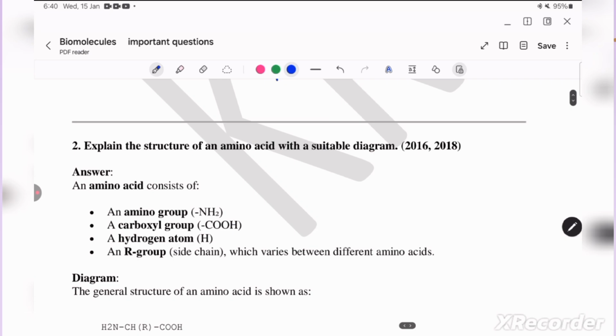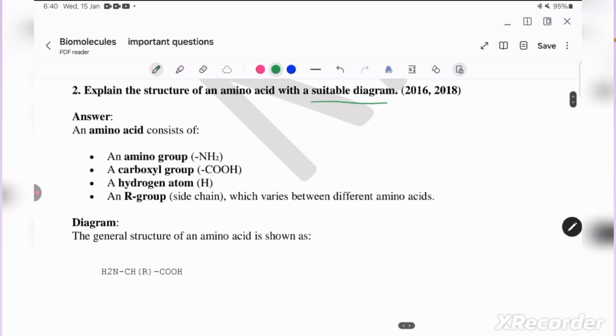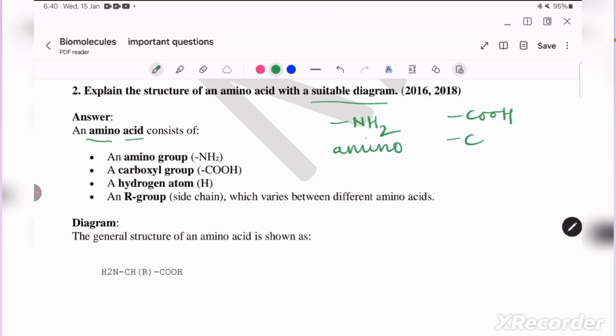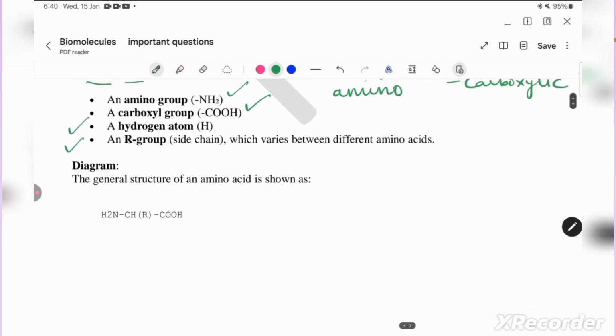Explain the structure of amino acid with a suitable diagram. Question asked in 16 and 18. So let's understand the meaning of the word amino acid first. So amino acid, as the name itself indicates, that they contain two important functional groups, that is NH2 known as amine or amino, and carboxylic, that is your COOH. So any amino acid must essentially have these two functional groups, and they may have some other groups attached, for example a hydrogen atom and an alkyl group, that is R group, which is a side chain.